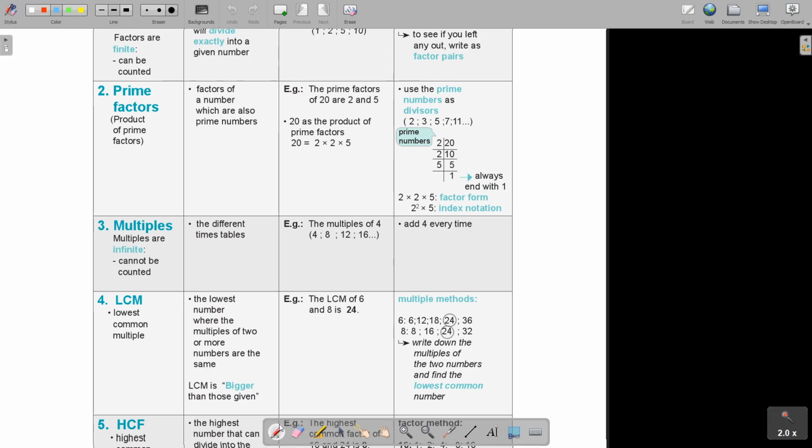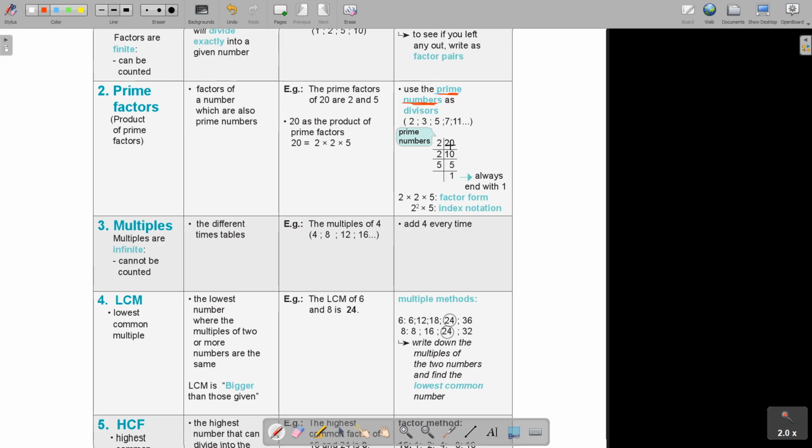Okay, so in this case, prime factors. What are factors of a number which are also prime numbers? Okay, the prime factors of 20 are 2 and 5. Use the prime numbers as divisors. Let's just get another color. Prime numbers must be my divisors. So that's 2, 3, 5, 7, 11. It's those little squares that you made in grade 8.